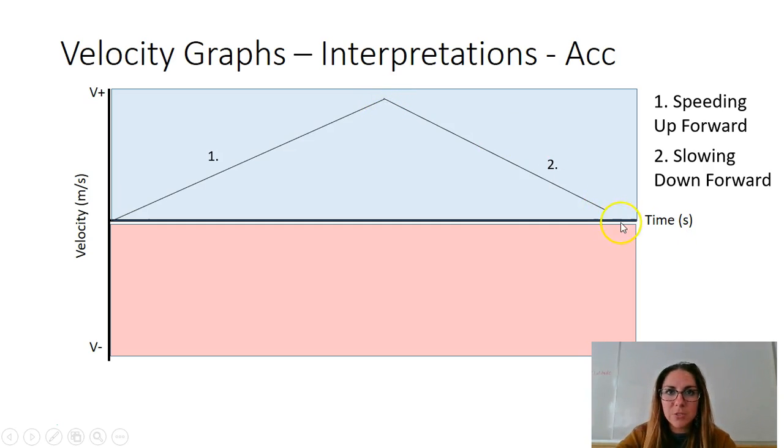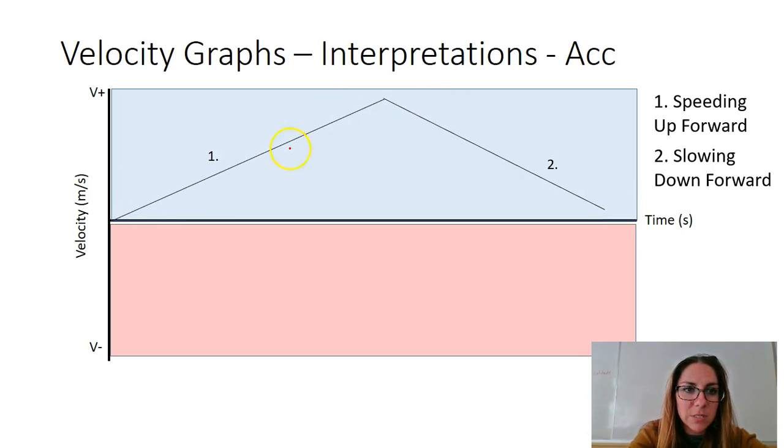Interestingly enough, we forget, but this dark line means 0. So anytime a velocity line crosses this line, it stops. Right now it's not actually crossing the line here, so it didn't stop. It's still moving there. But over here, that's a 0 velocity. So if we look at the next two examples, we have a speed up forward and a slow down forward. Okay, so interesting, right?